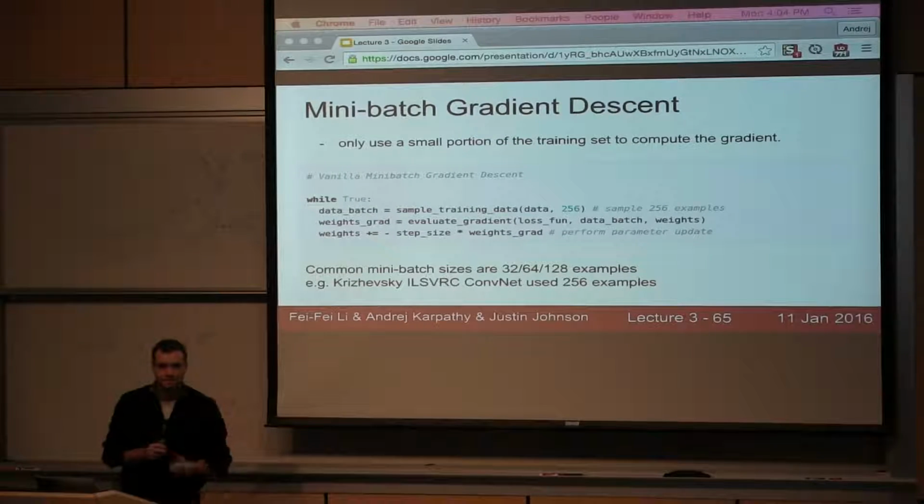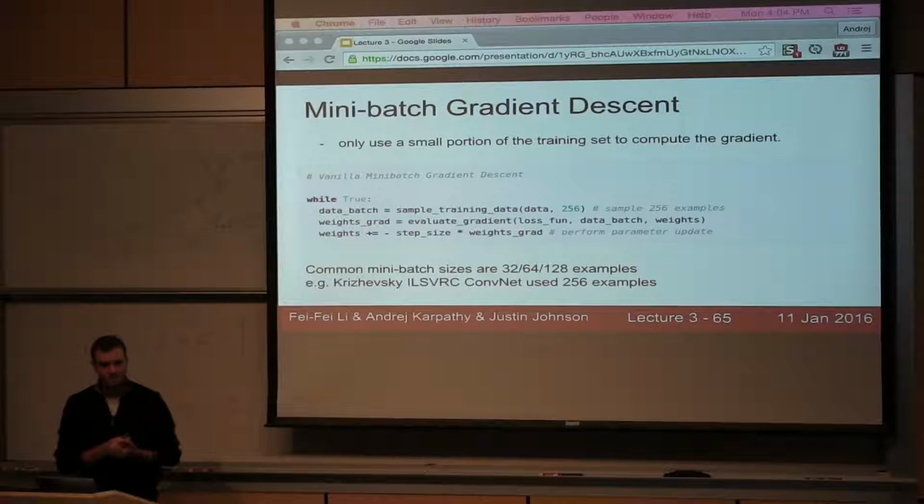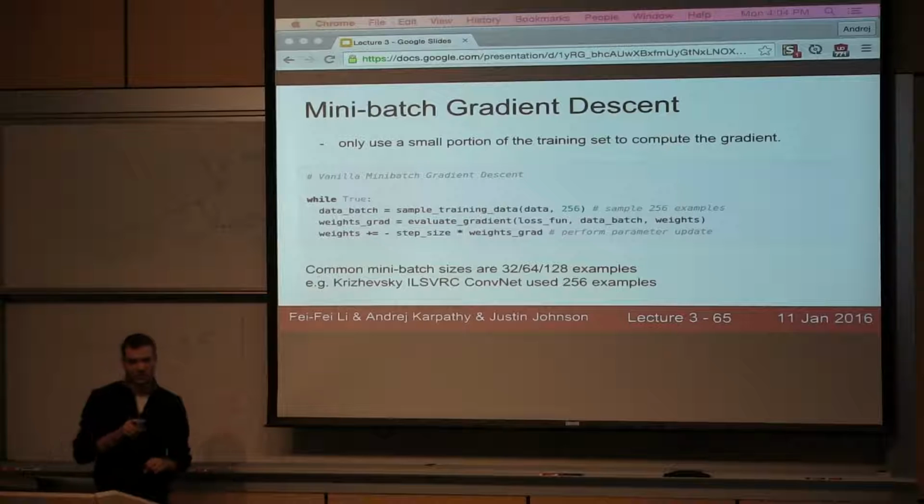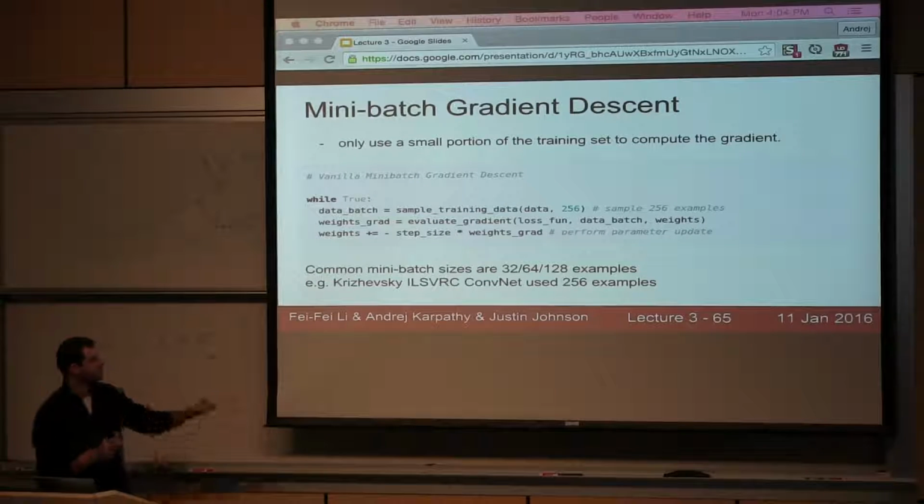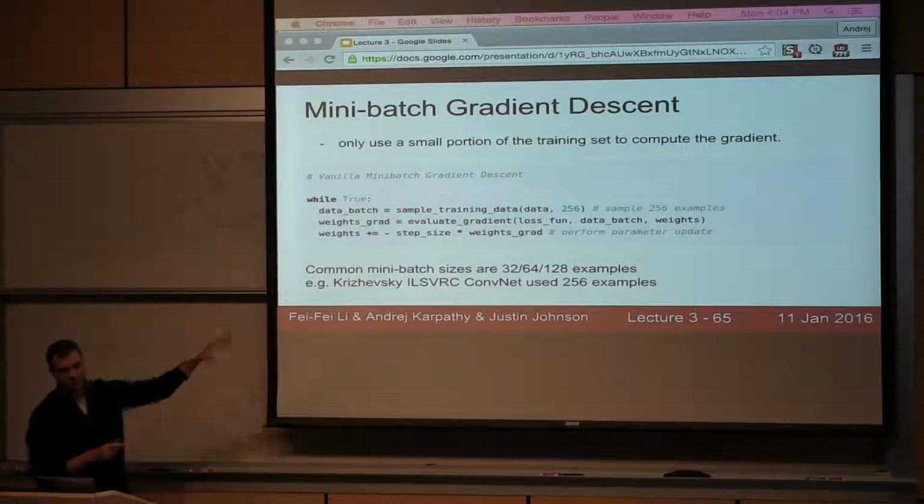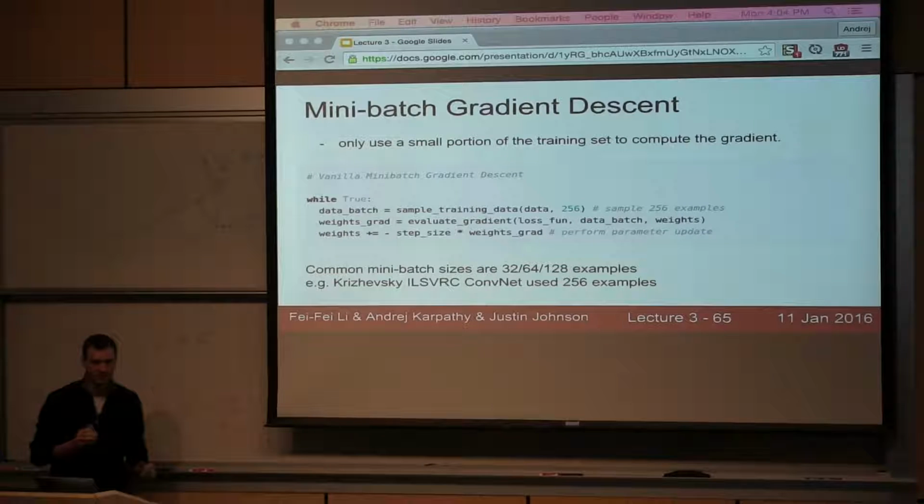Go ahead. If you wanted to use momentum on the step size, could you still do it with the mini-batch update? Yeah, for sure. And we're going to get to momentum in a bit. But if you wanted to use momentum, then yeah, this is just fine. We always use mini-batch gradient descent with momentum. Very common to do.